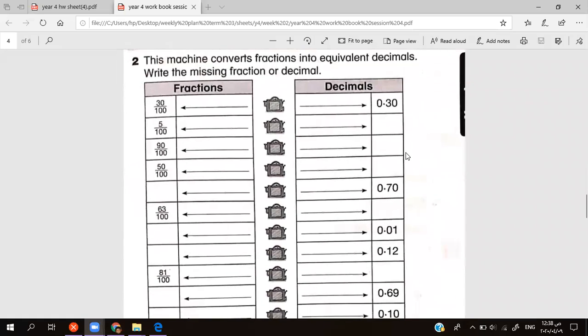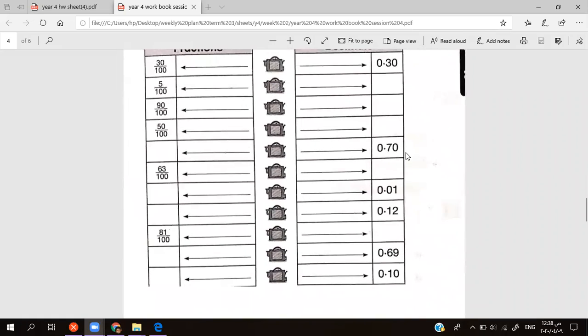now let's go to page 50. Here, it's very easy. He's turning the fraction into a decimal, and sometimes the opposite. He gave you the fraction, the decimal, and he wants it to be a fraction. Okay.